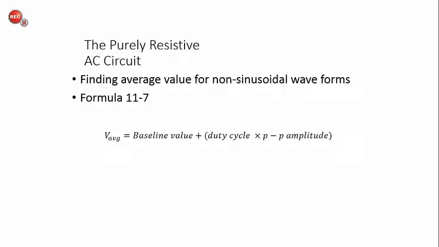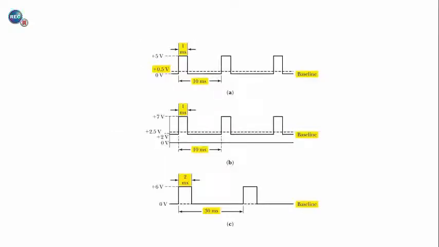So we've seen that to find the average value of a sinusoidal waveform, we would multiply the peak value by 0.637. That's only going to work for sine waves though. If it was a square or a rectangular wave, we can still calculate the average voltage, and we will do that by using formula 11-7. This says that the average voltage is equal to the baseline value plus the quantity of the duty cycle times the peak-to-peak amplitude. And so we'll look at a couple of different waveforms here.